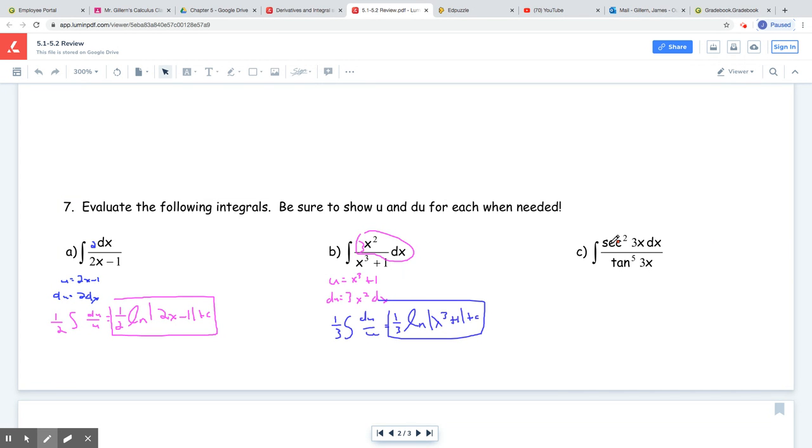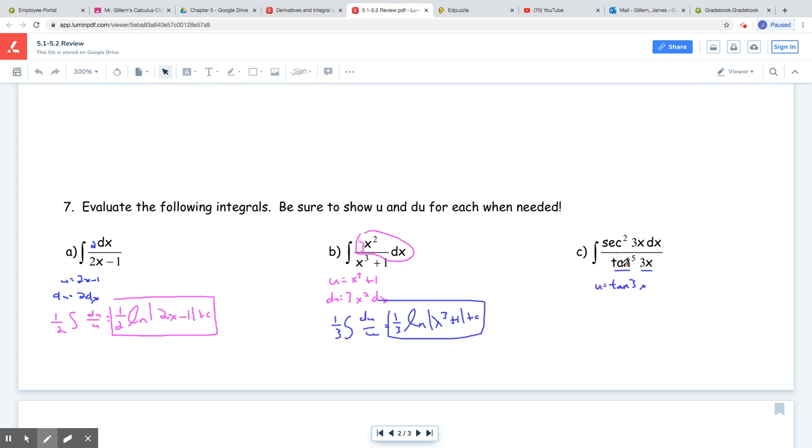So for this trig one, I have 2 trig functions with different powers. My options are I can make u the entire bottom or just tangent 3x. Try both. I would personally think, if I do the bottom one with that power, to take the derivative I'm going to use chain rule, and I don't really feel like doing that. It's really complicated, a double chain rule. So let's just take tangent 3x.